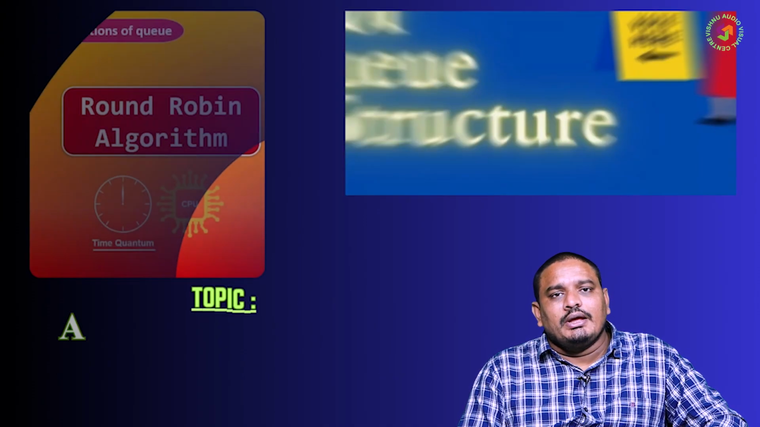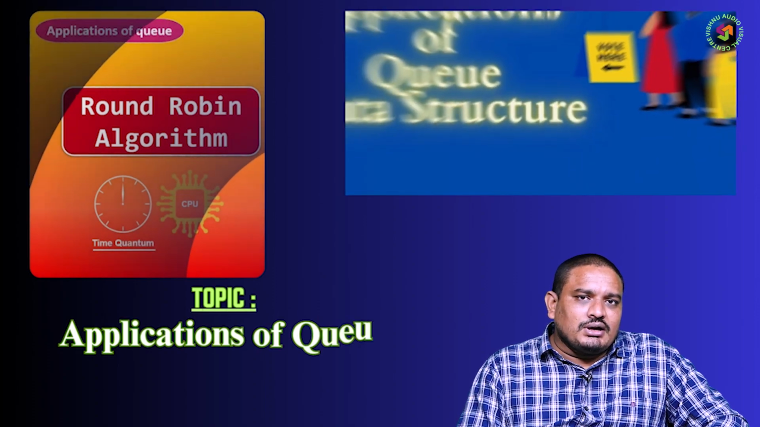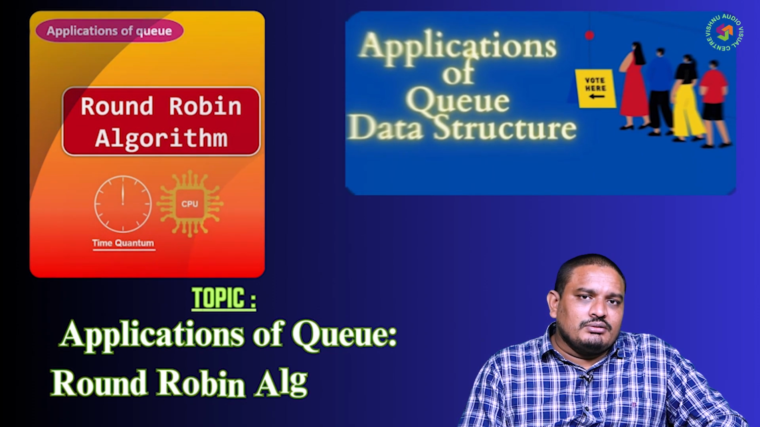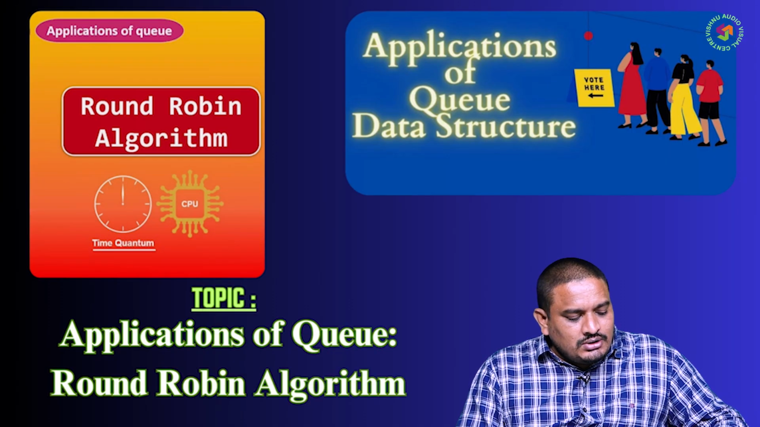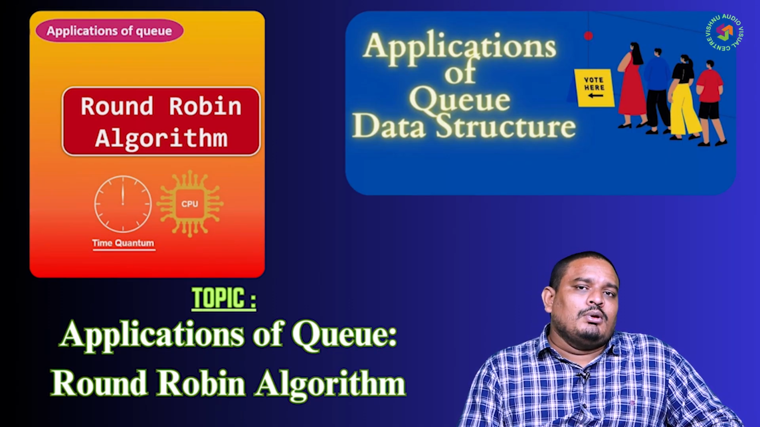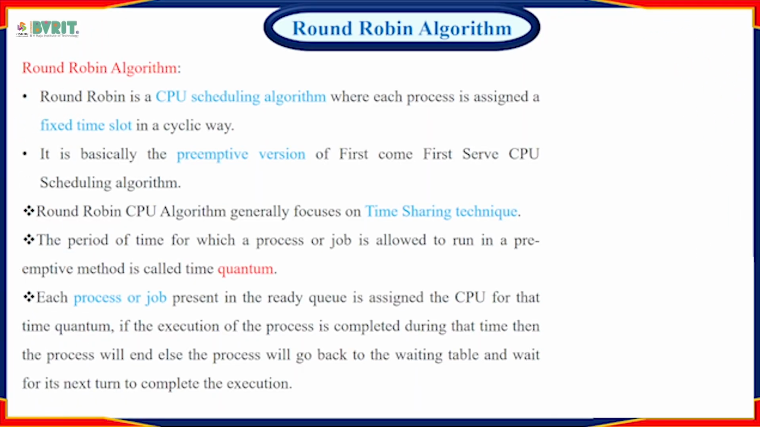In that subject, today we'll discuss the applications available in the queues concept. Today we'll discuss the first application, which is the round robin algorithm. The round robin algorithm is a CPU scheduling algorithm, where each process is assigned a fixed time slot in a cyclic way.